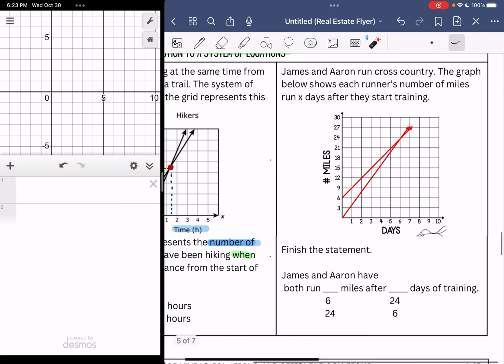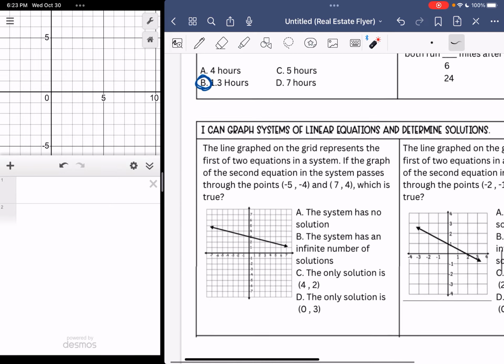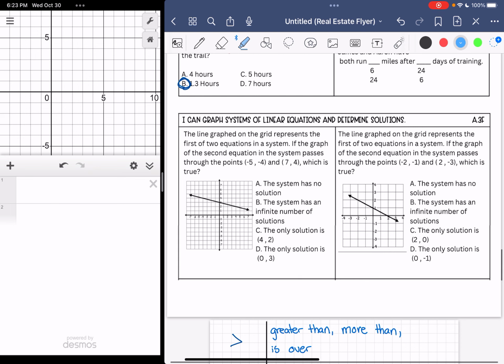All right, you have one more to do. There are 2 questions on your exam that look like that. Let's keep moving. We got 3 left. This one says, I can graph systems of equations and determine solutions.